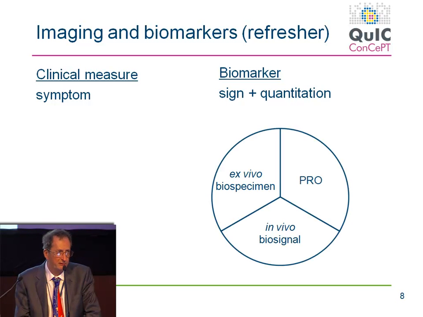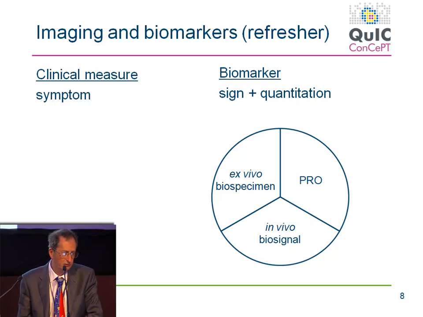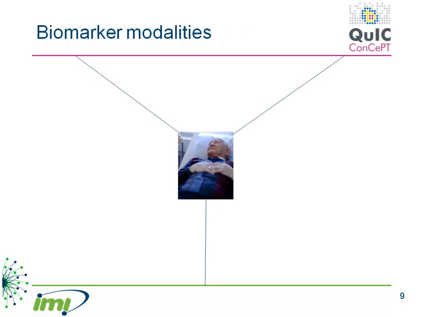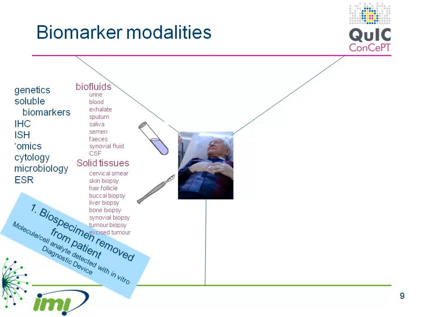There's one domain which I've called the ex vivo domain, one the in vivo domain, and there's also a third one, patient-reported outcomes, which I won't talk about. So we heard a lot yesterday afternoon about these ex vivo biomarkers. The idea here is you take something out of the patient, and inside that there is an analyte which you measure in a separate device in a separate lab, either from a biofluid, a solid tissue, maybe a circulating free DNA, circulating tumour cells.